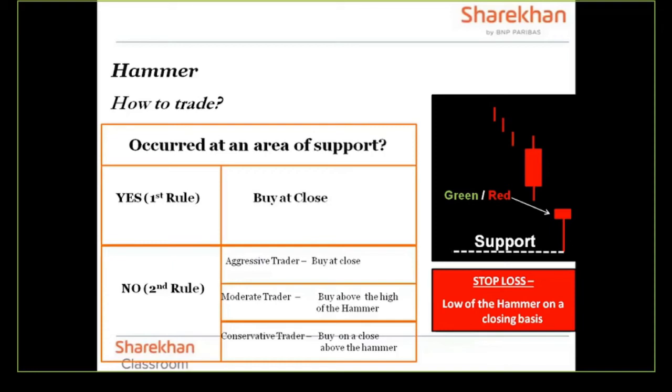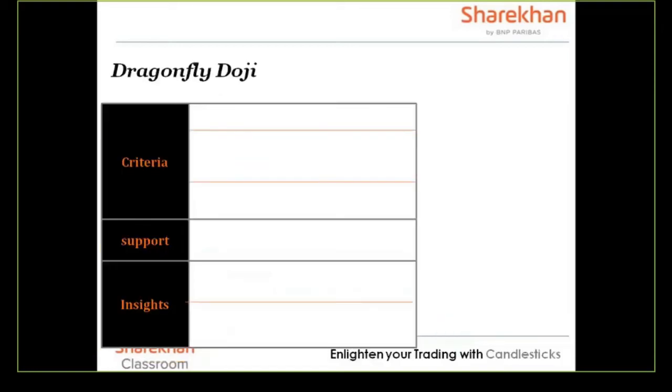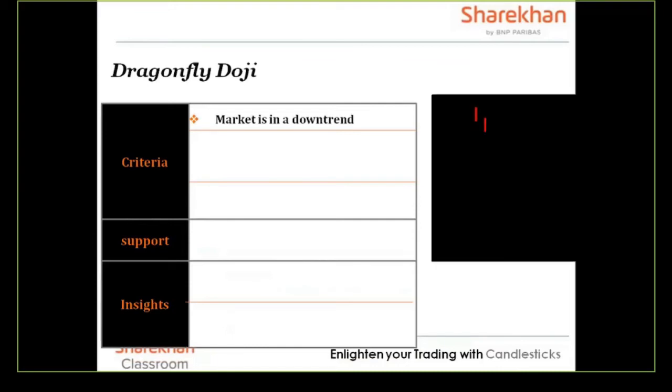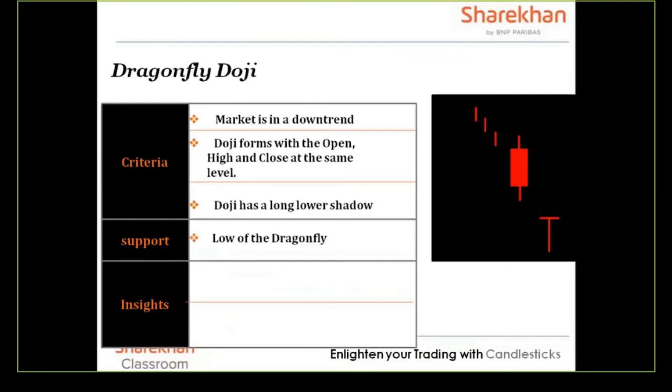We are not going to be discussing the patterns in detail as such, but we will look at the criteria and the plan of action. I hope that should be sufficient. So a Dragonfly Doji is, let me just put this forward, exactly like a hammer. The only difference is it is a kind of doji pattern, and it does not have any real body.